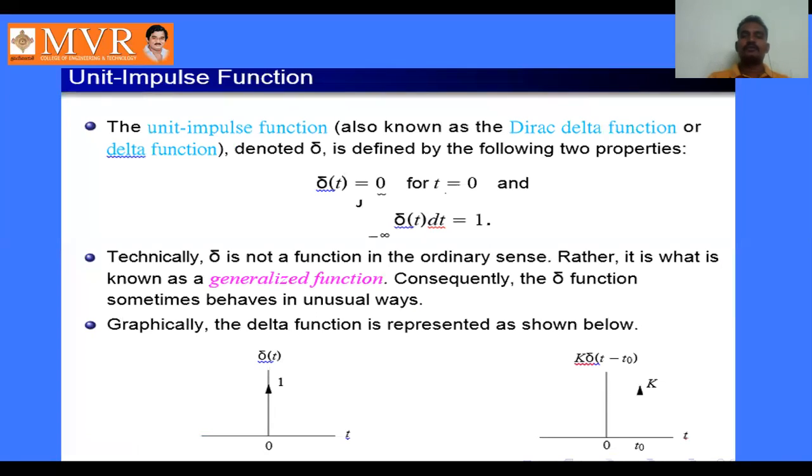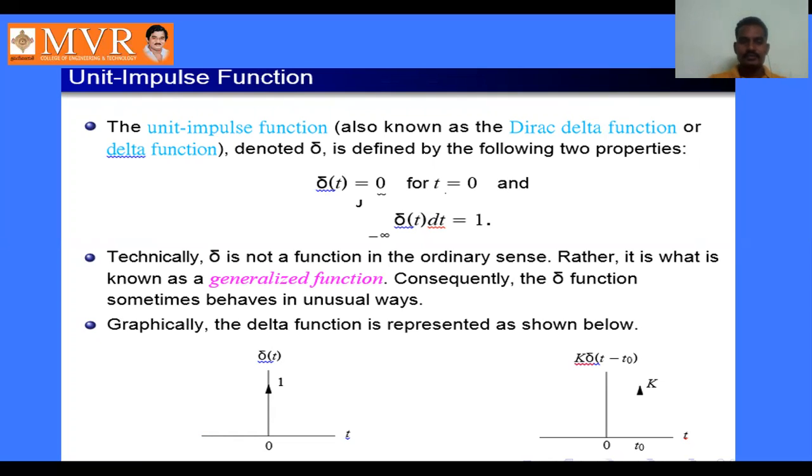Next, coming to the unit impulse function. The unit impulse function is also known as the Dirac delta function or delta function. It is denoted by delta, and is defined by the following two properties. Delta of t is equal to 0 for t not equal to 0.